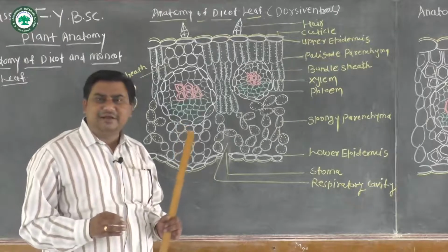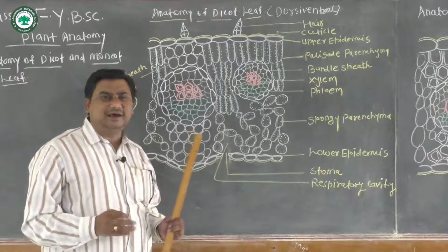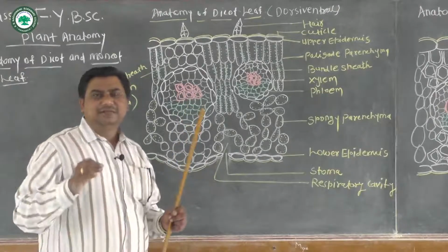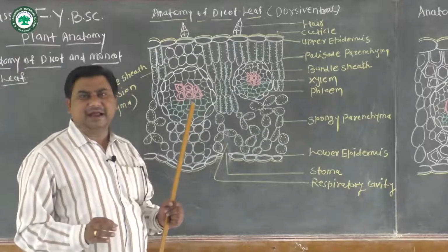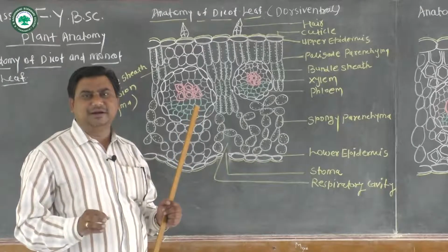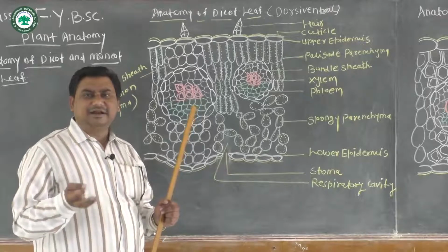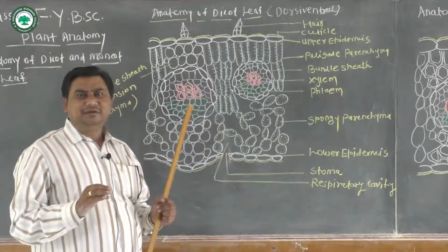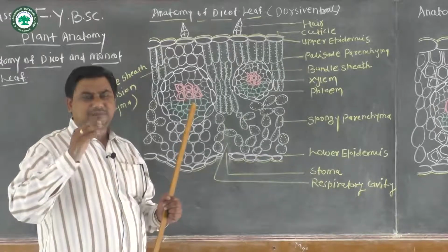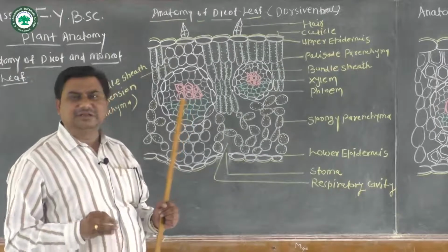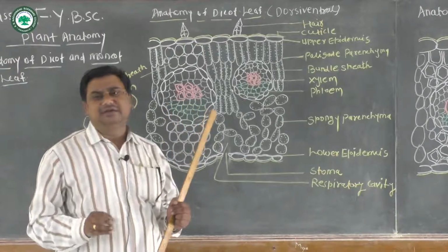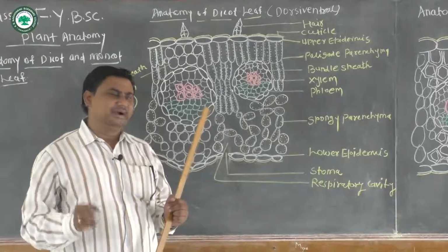Conjoined vascular bundle means what? The xylem and the phloem present on the same radius, what we call a conjoined vascular bundle. Then when xylem is present above the phloem, or the phloem is below the xylem, that vascular bundle is called a collateral vascular bundle.